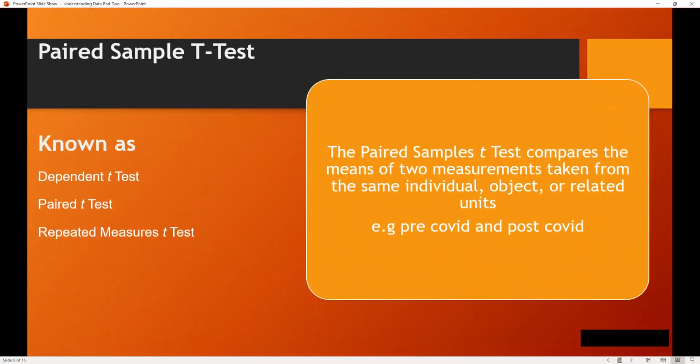So the second parametric test we will be looking at is the paired sample t-test. The paired sample t-test is also known as the dependent t-test, paired t-test, or repeated measure t-test. So what is paired sample t-test? A paired sample t-test compares the means of two measurements taken from the same individual, object, or related units. For example, if you want to check the mean of the scores of a student before COVID and after COVID, then you should consider a paired sample t-test. It compares the means of two measurements taken from the same observations.